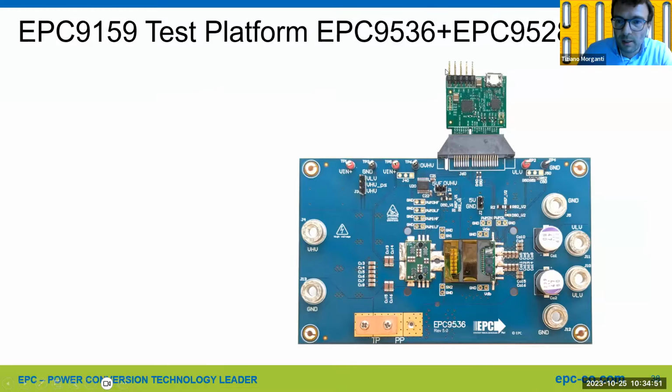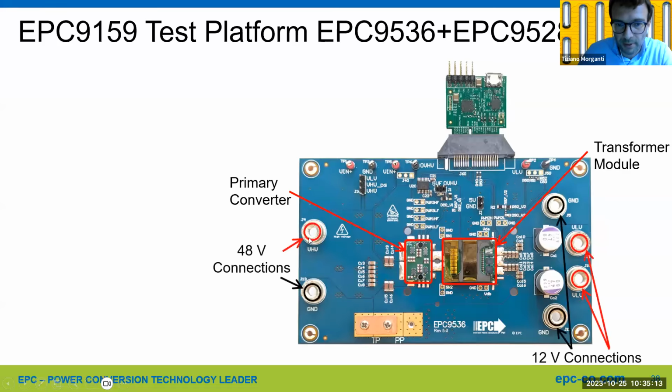This is the test board. So we have split the design with the purpose to be able to test all the signals and to do all the measurements, and the controller is external. It is still the EPC9128 board. So this is the transformer module, primary full bridge, 48-volt connection, 12-volt connection. This is the mode selector, so you can configure the board to operate in partial power mode or normal conversion mode.